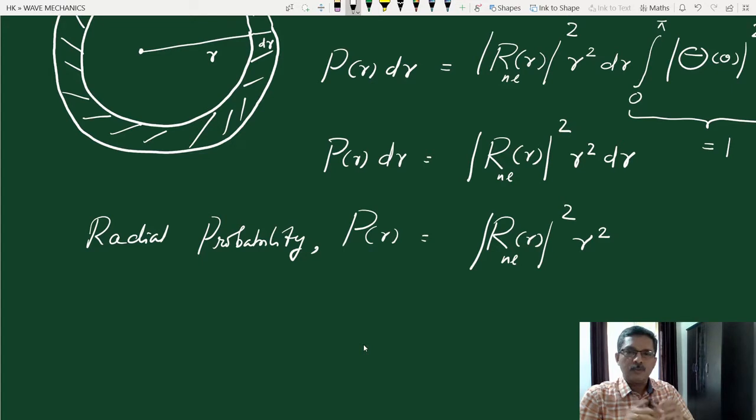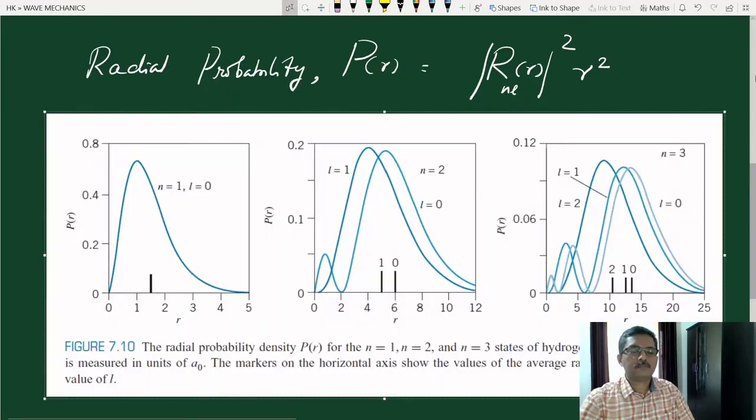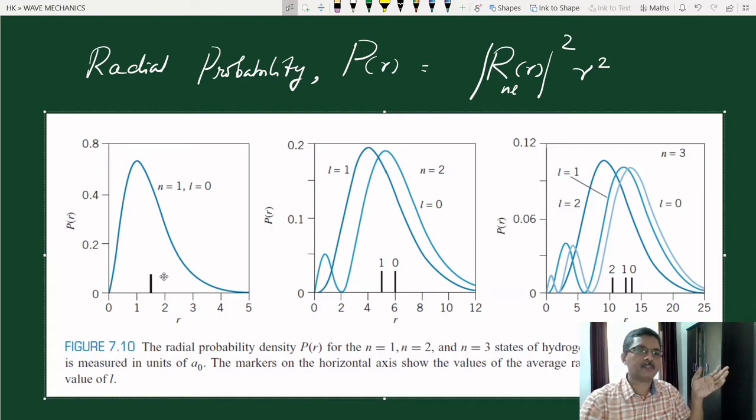Now let us look at the plots of radial probability for different states, for the first few states of the hydrogen atom. These are the plots of radial probability for the first few states of the hydrogen atom. These plots are taken from the third edition of Modern Physics by Kenneth Krane, chapter 7, figure 7.10.